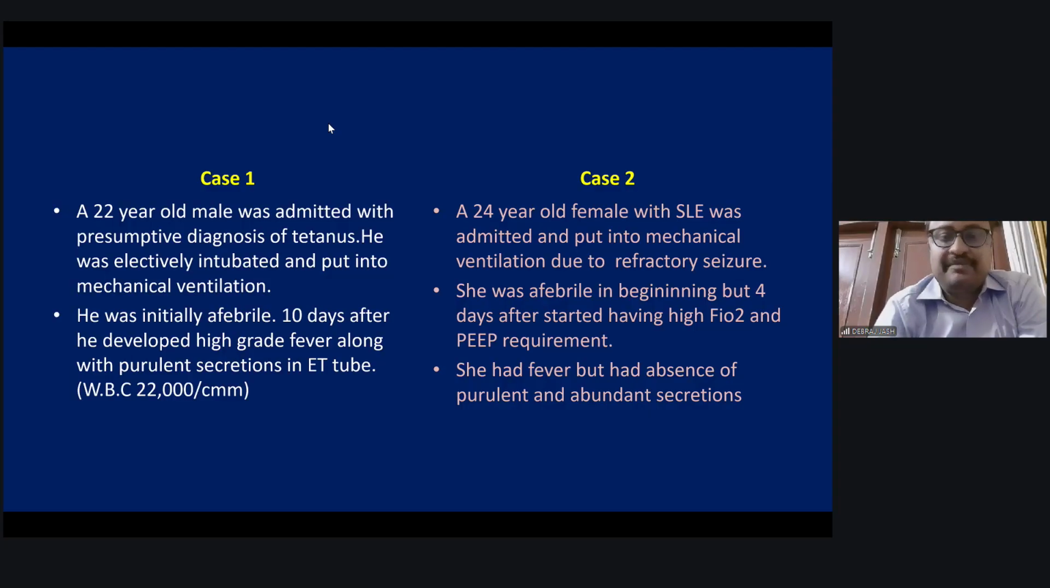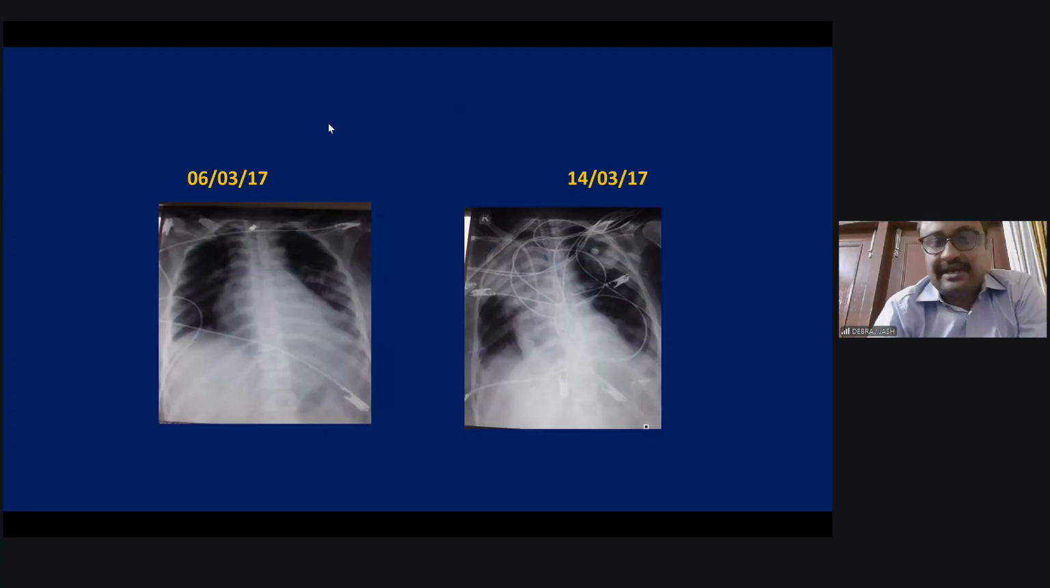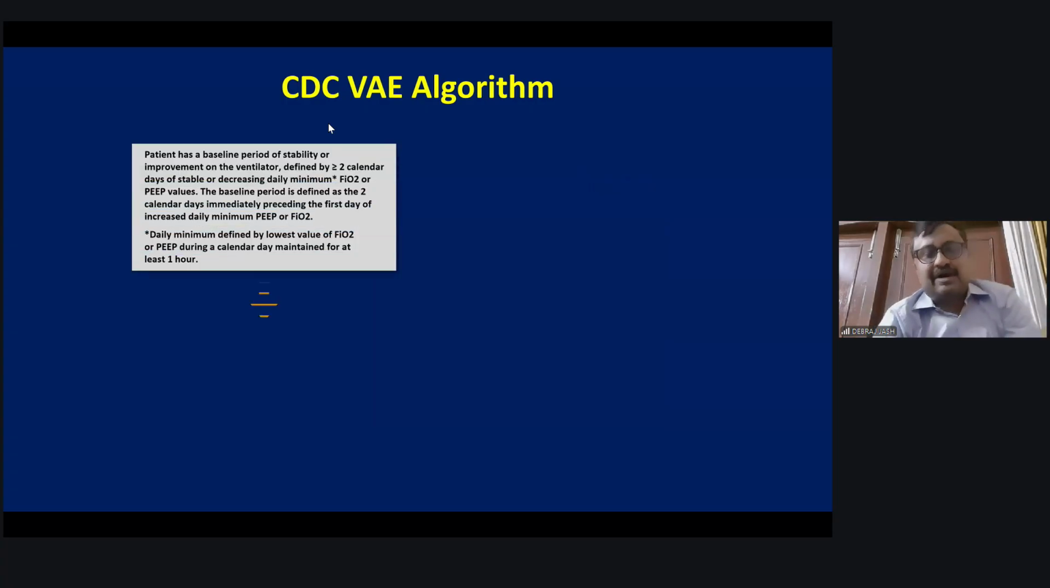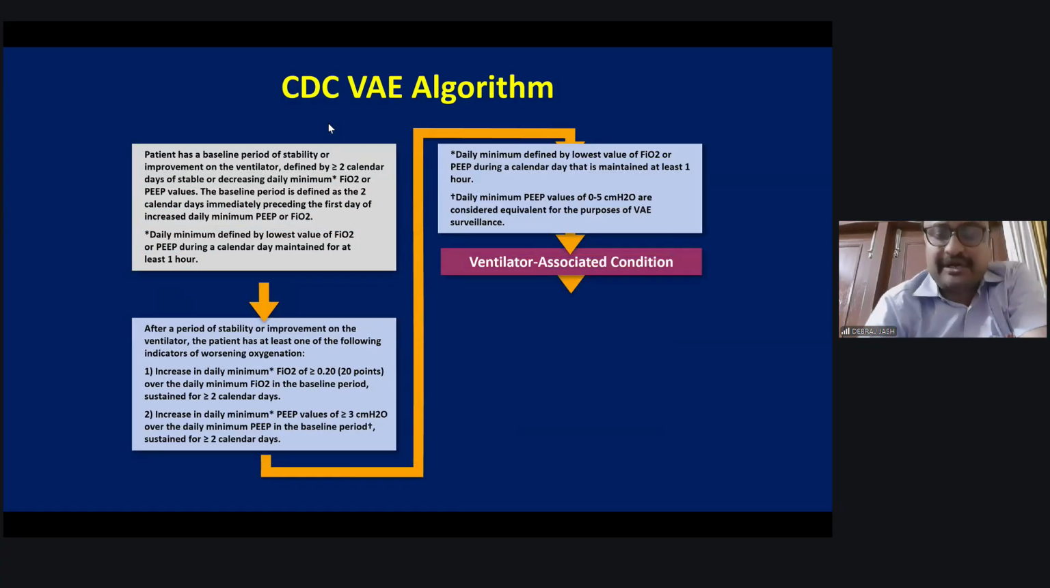She had fever, but absence of purulent and abundant secretion. The chest X-ray of both patients, the initial chest X-rays, were normal. But if you see the later chest X-ray, the first patient's X-ray is relatively okay. In the second patient, there is a right upper lobe consolidation. Now, there are three terms which are very important definitions.